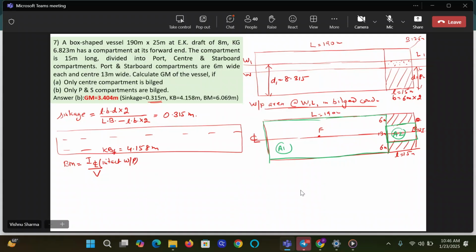Yes or no? What are the dimensions of A1? 190 minus 15. This is 175 is this length and breadth is 25. So just to cut short, it's only for convenience, guys. Can I make it like this? I1 about CL or ICL1 plus ICL2. Am I right, guys? The way we were doing earlier upon volume of displacement. Can I do this? Yes or no?